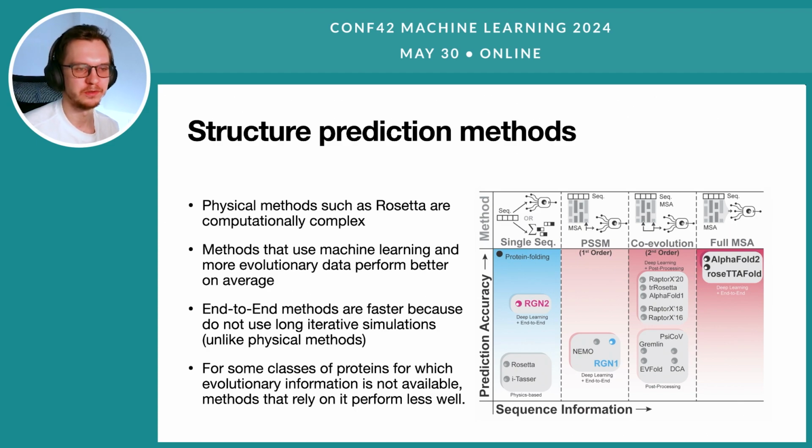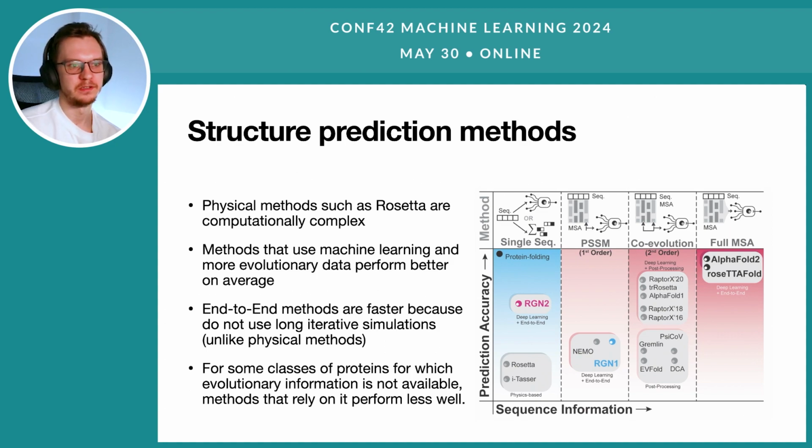But if we are talking about protein structure prediction methods, they can be classified by the amount of information they use and their accuracy. So on the bottom left we have physics-based methods. They are not really accurate and they need a lot of compute to actually produce the result.